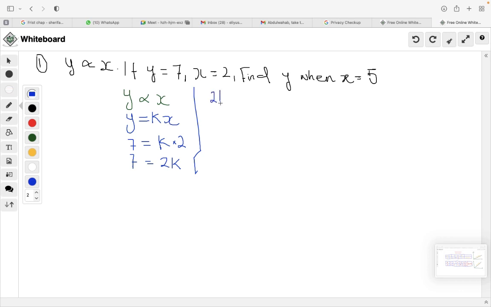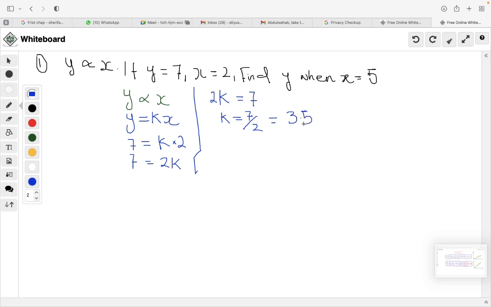2k equal to 7. Now what is k? K will be equal to 7 divided by 2, which is 3.5. So k equal to 3.5. Okay, so first and foremost, this is what we do in variation.